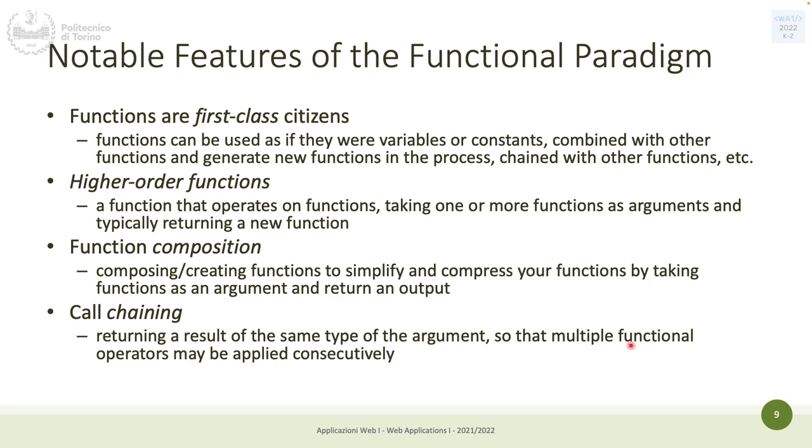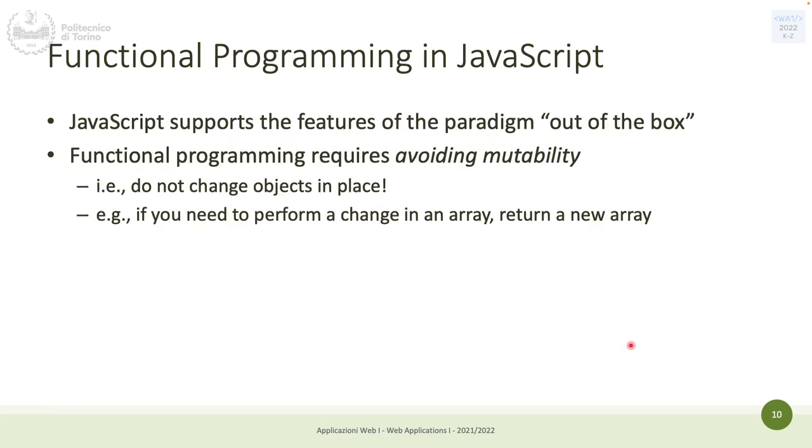And then you can also compose functions. So you can put together, creating functions to simplify, so one function can use another function on the results of the first one, et cetera. So you can create a call chain that is returning a result of the same type of the argument so that multiple functional operators can be applied in order. So you can call filter, and then after filter, you maybe can call another functional method that will apply on the results, et cetera. So you can create a chain of functions if you want. So these are the most notable four properties of the paradigm.